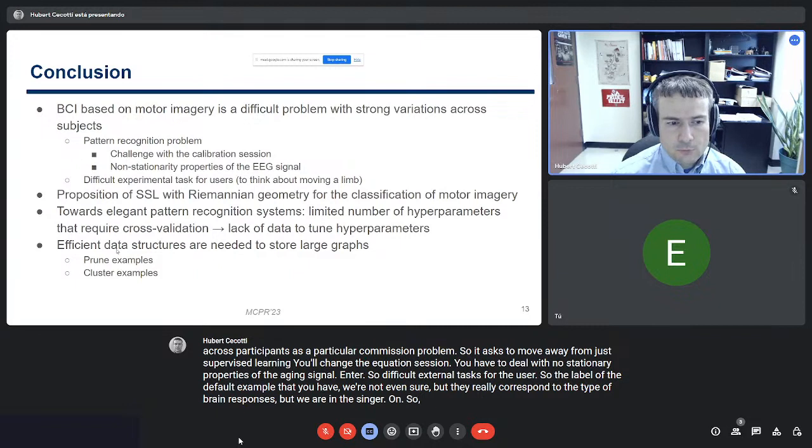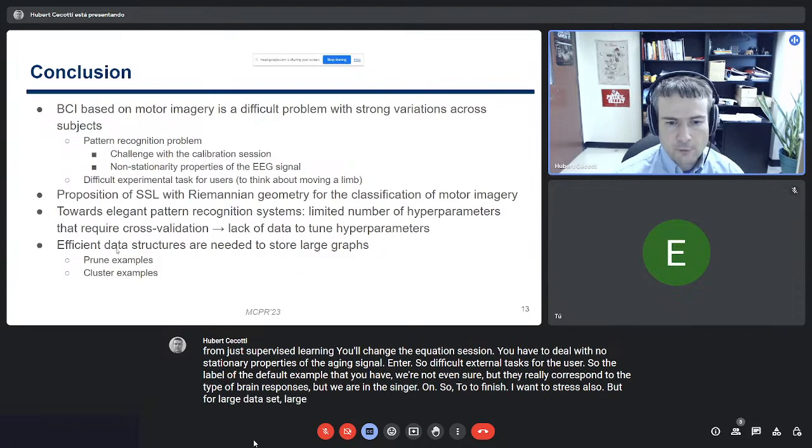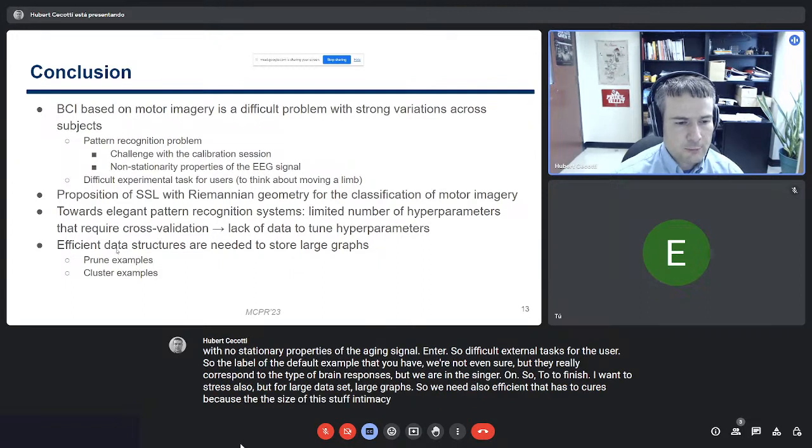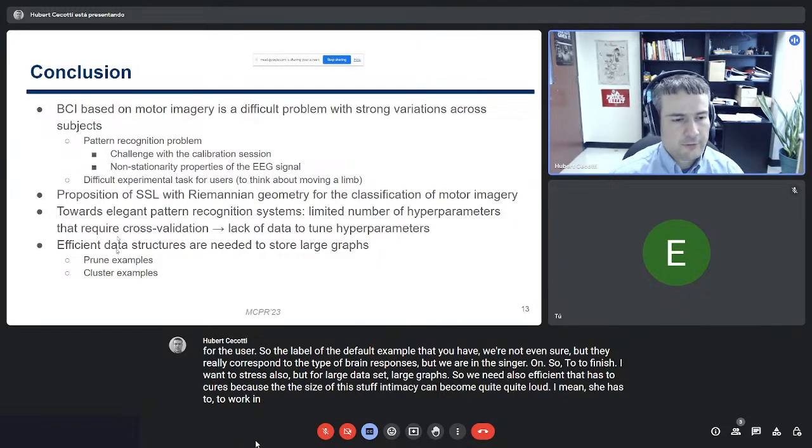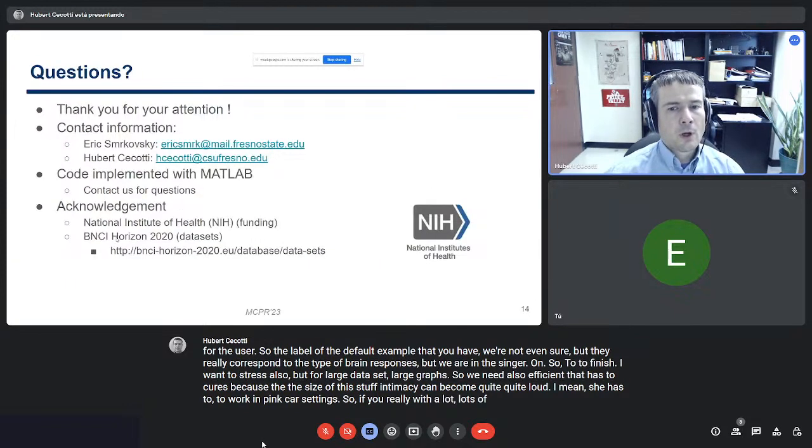So to finish, I want to stress also that for large datasets, large graphs, we need efficient data structures, because the size of these affinity matrices can become quite large, if it has to work in clinical settings, if you deal with a lot of examples.